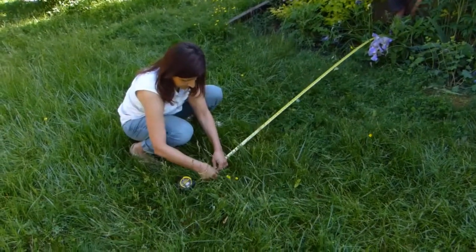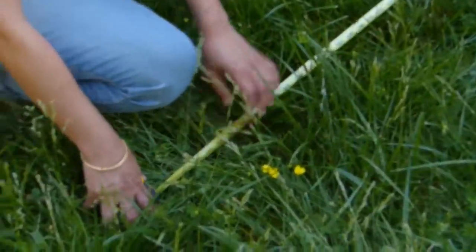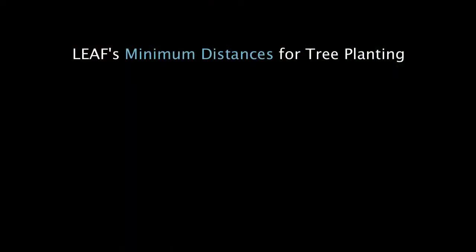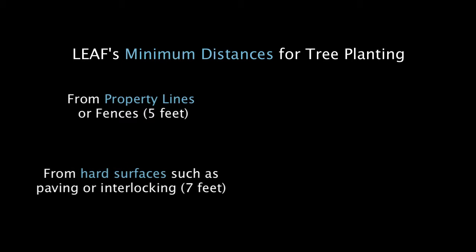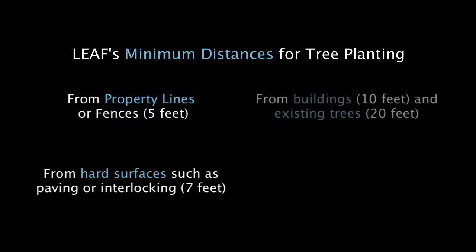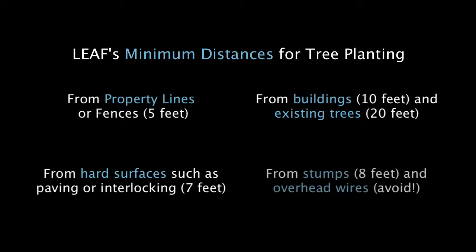That's grass or garden bed, as opposed to hard surfaces like paving or interlocking brick. Follow our minimum distances from property lines or fences, hard surfaces such as paving or interlocking brick, buildings, existing trees, stumps, and overhead wires to ensure your tree has the space it needs to grow. It's better for the tree and you'll avoid headaches down the road.